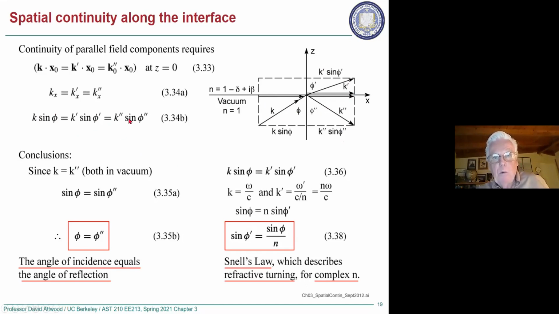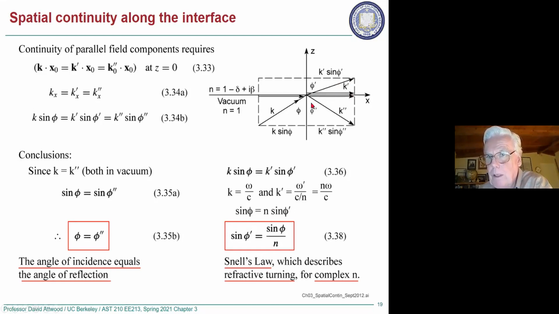Just looking at the outer ones first, we observed before that the magnitudes of K and K double prime, this one and this one, had to be the same because they're both propagating in vacuum, the same refractive index, and they have the same frequency. So this K and this K double prime have to be equal. And if they're equal, that means sine phi and sine phi double prime are equal. So the angle of incidence equals the angle of reflection. Okay, that's wonderful.